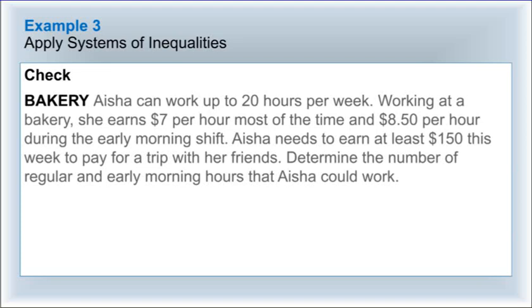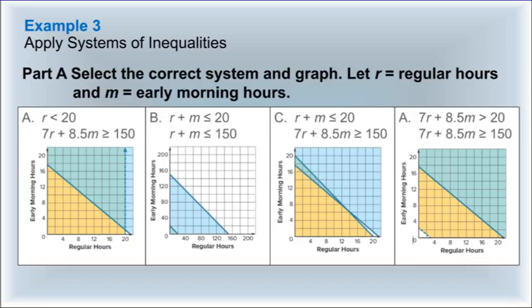Moving on. Aisha can work 20 hours per week working at a bakery. She earns $7 per hour most of the time and $8.50 per hour during the early morning shift. Aisha needs at least $150 this week to pay for a trip with her friends. Determine the number of regular and early morning hours that Aisha could work. So let's look at our choices here. So part A, select the correct system and graph. Let R equal the regular hours and M the early morning hours.